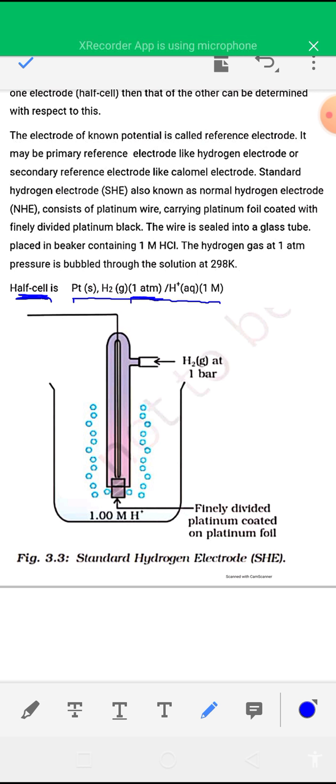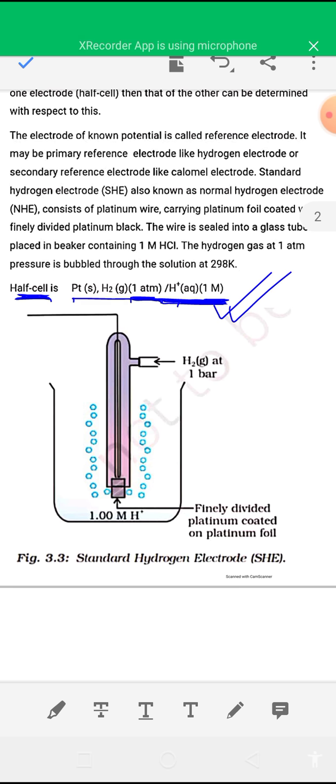You have to write hydrogen gas within bracket 1 atm slash H plus, that is HCl solution, H plus in aqueous solution, and the concentration you have to tell. Concentration is 1 molar. So the standard hydrogen electrode can be represented as Pt(s), that is solid platinum, comma H2 gas at 1 atm slash H plus in aqueous solution, 1 molar. This is the standard hydrogen electrode. Okay, symbolic representation of the standard hydrogen electrode.